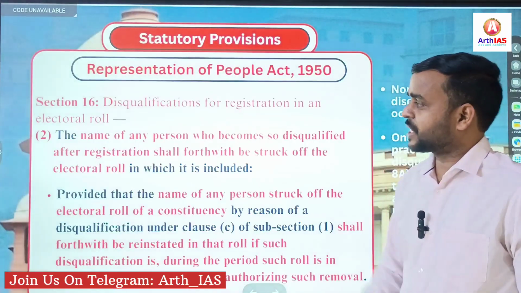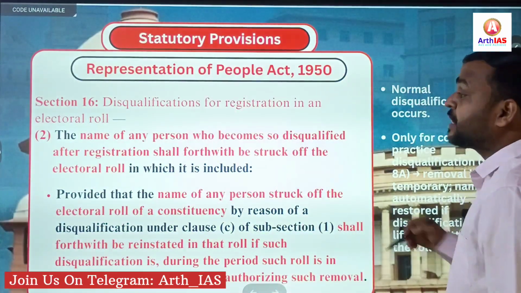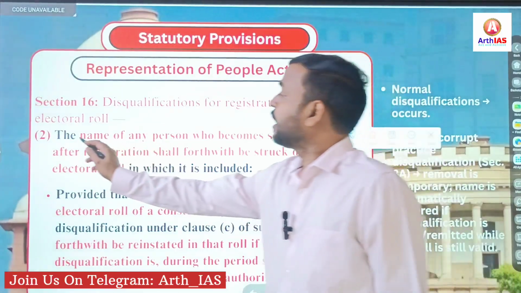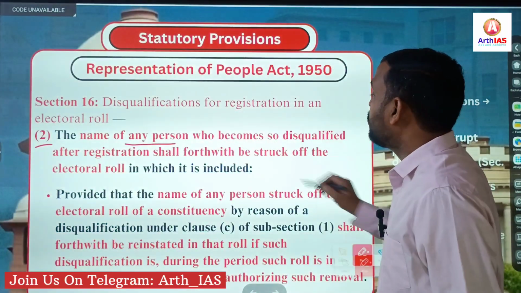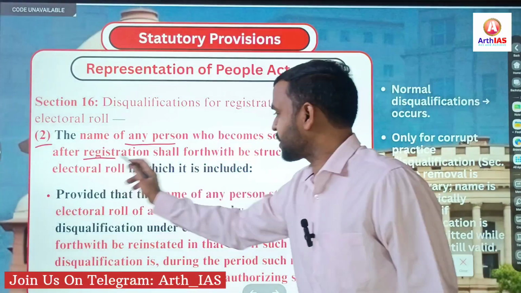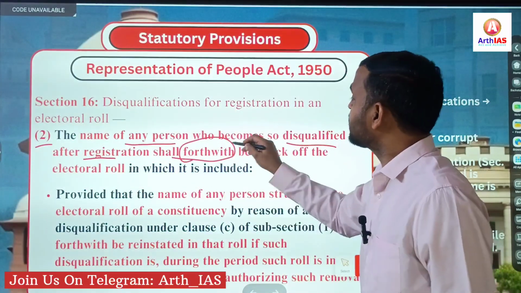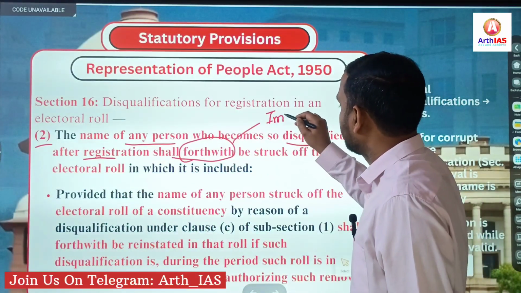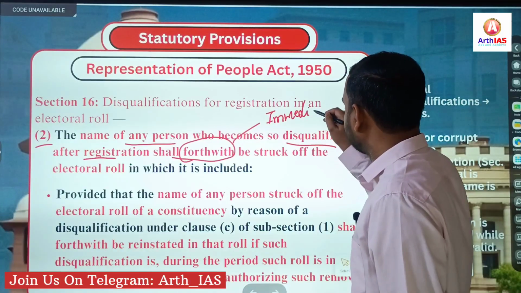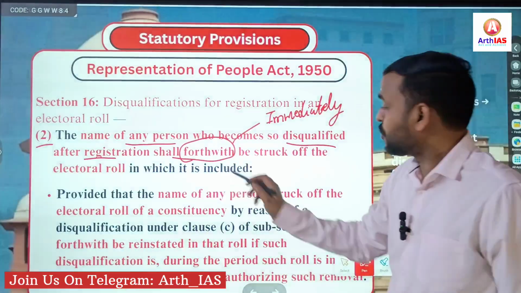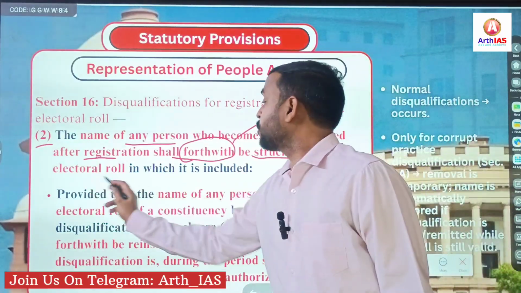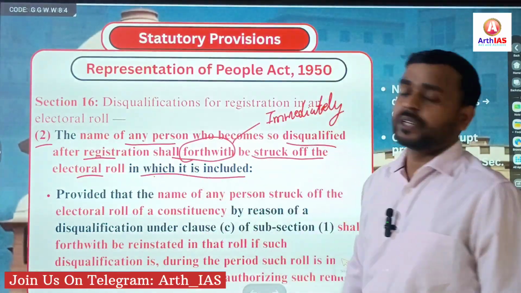Now, subsection 2 of section 16. Again, this is very important. It says the name of any person who becomes disqualified after registration shall forthwith, means immediately, without any delay, right? be struck off the electoral roll in which it is included.